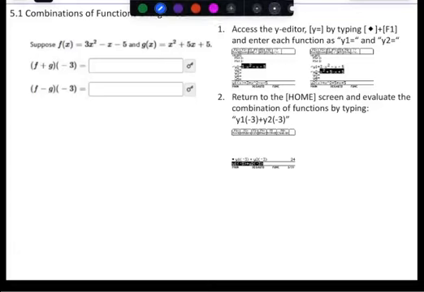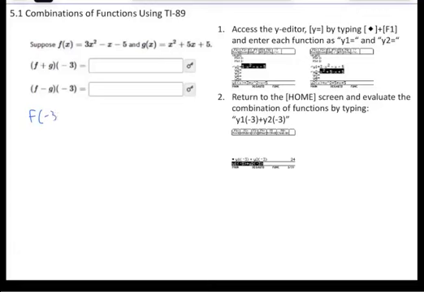Okay, so the first one is one that we've kind of done before, and that is when you're doing combination of functions, and you'll see it in a separate slide with multiplying and dividing. But if you are looking to combine functions, remember that f plus g of -3 is really just saying f of -3 plus g of -3, right?